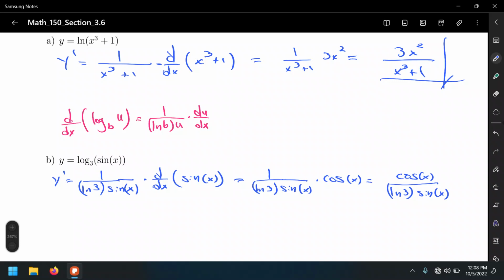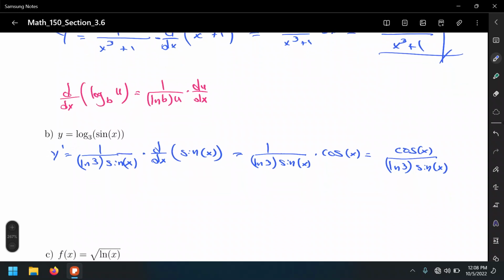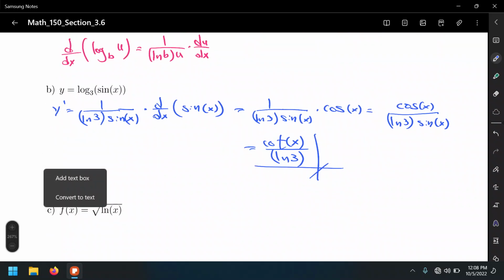But if you wanted to simplify a bit further, you could use trigonometric identities. So let's see. Does anybody remember what cosine over sine equals? Is that a cotangent? Well, that would be a good simplified cotangent of x over the natural log of 3. And that's the final answer. However, either answer is acceptable. Cosine over sine or its equivalent, cotangent. Alright. Let's go ahead and do one more exercise.